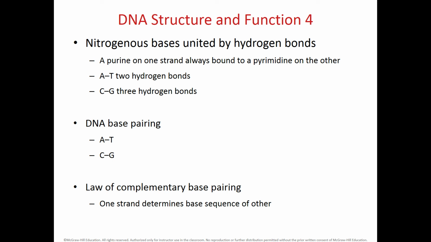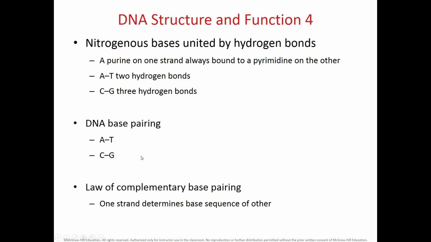So a purine on one strand always will bind to a pyrimidine on the other strand. Adenine and thymine will have 2 hydrogen bonds, and cytosine and guanine will have 3 hydrogen bonds. So if you want to break the bonds between adenine and thymine, or between cytosine and guanine, the one where you need to provide more energy to break the bond will be between cytosine and guanine, because they have a triple hydrogen bond. This is much stronger than a double hydrogen bond.